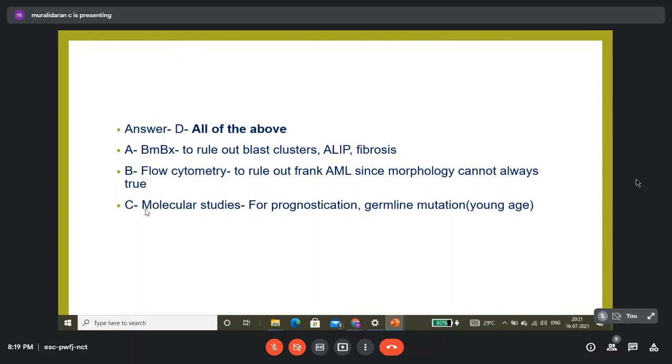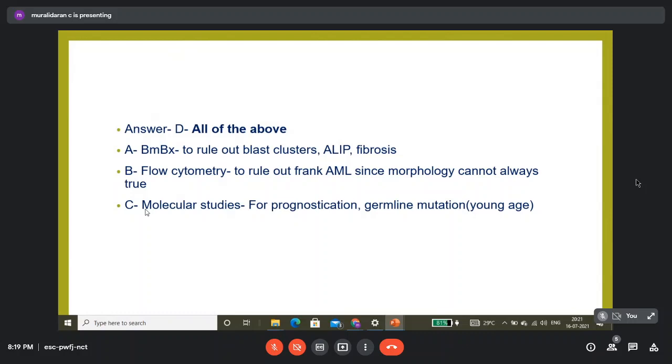Here we can rule out blast clusters. Also you can look for ALIP. You can also look for fibrosis. So there is an entity called MDS with myelofibrosis. It's very rare, but it can be confused with your myelofibrosis. In those types of cases, molecular studies become very important.